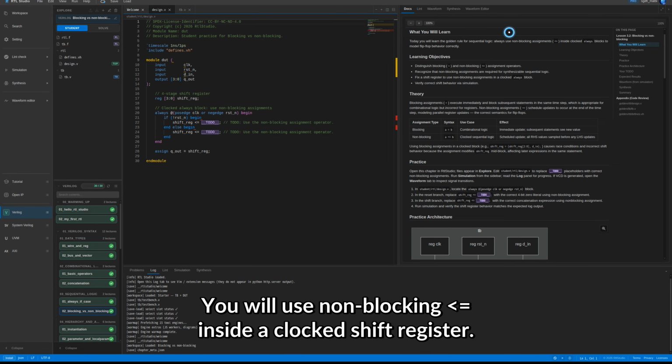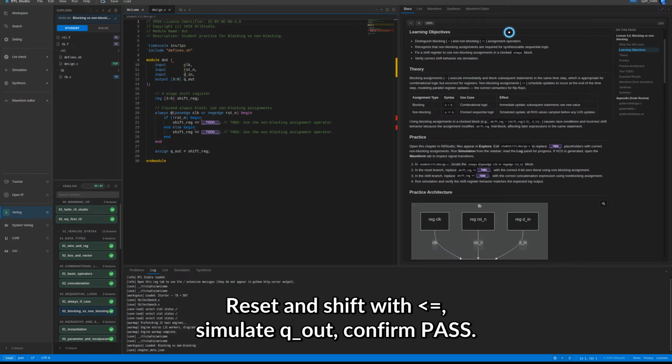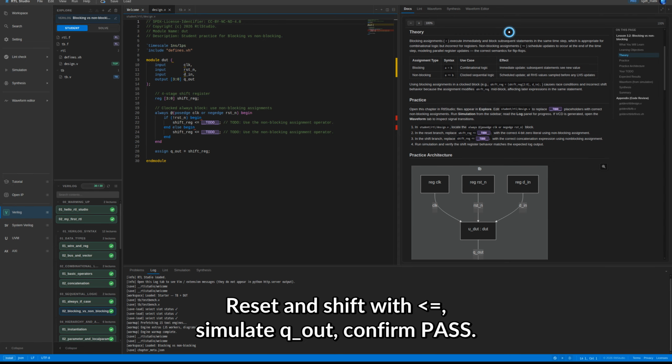You will use non-blocking <= inside a clocked shift register. Reset and shift with <=, simulate, Q out, confirm bars.